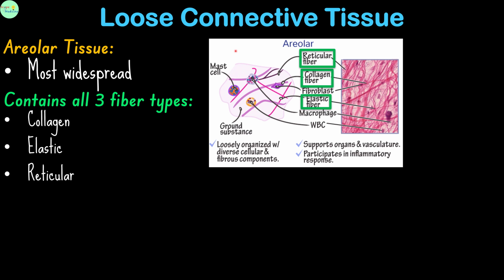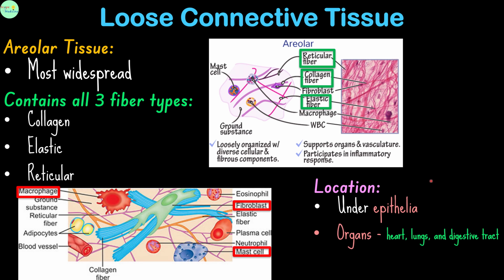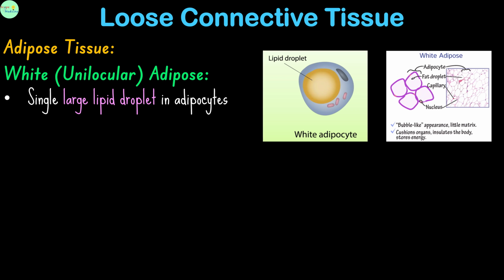It also contains multiple cell types such as fibroblasts, macrophages, mast cells, and lymphocytes. Areolar tissue is found under epithelial layers surrounding organs such as the heart, lungs, and digestive tract, and around capillaries. Adipose tissue is another form of loose connective tissue, and it comes in two distinct forms with very different functions.